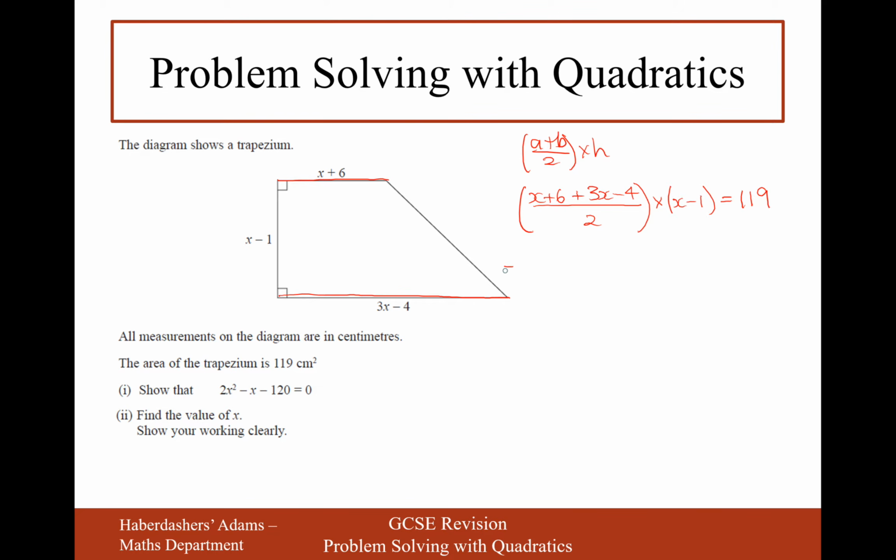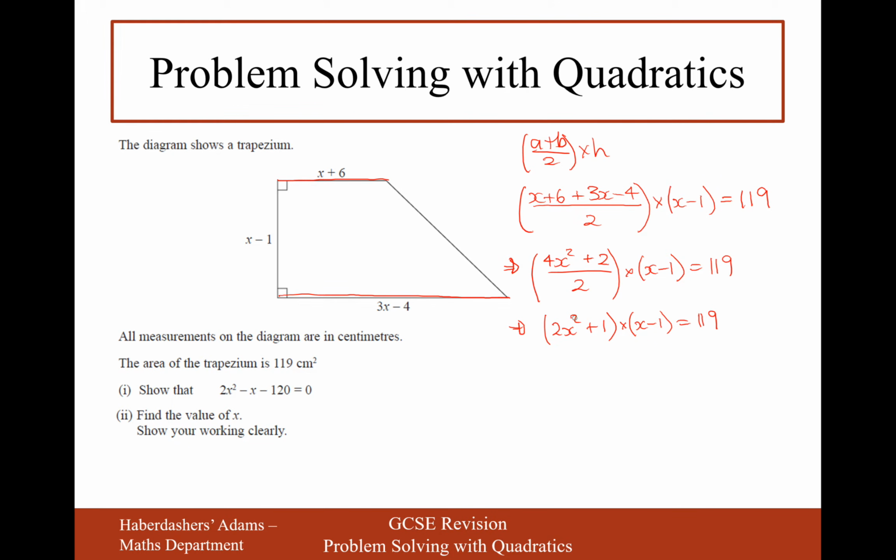Okay, let's simplify what we've got. So we've got inside the bracket 4x plus 2 over 2 times x minus 1 equals 119. Let's now divide the inside of this bracket here by 2, so simplifying again, that's going to be 2x plus 1 times x minus 1 equals 119.